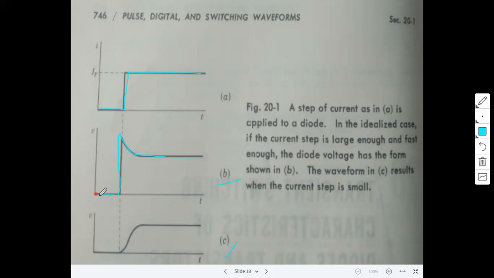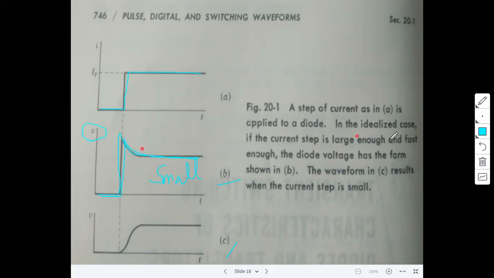The B response is this type of overshoot, and this type of response is observed when the current signal amplitude is enough and also the rise time is, sorry, small. Okay, this is the small rise time. This is small rise time and enough amplitude of current signal. This type of waveform results across the diode voltage.